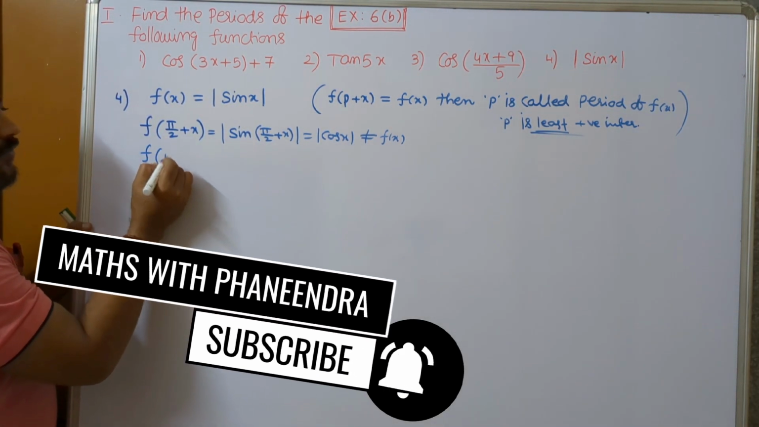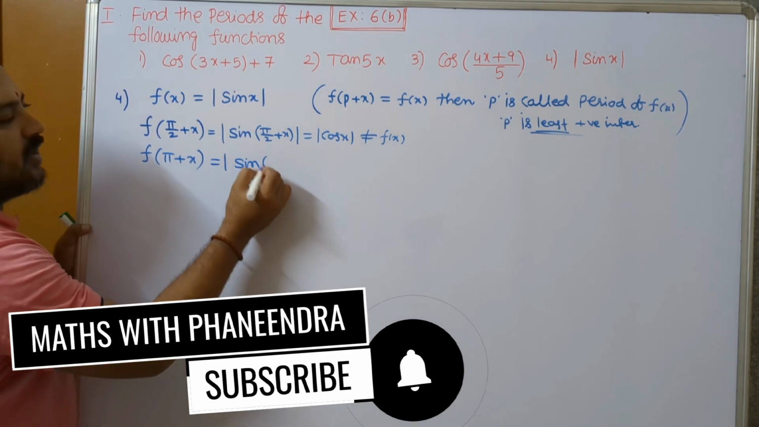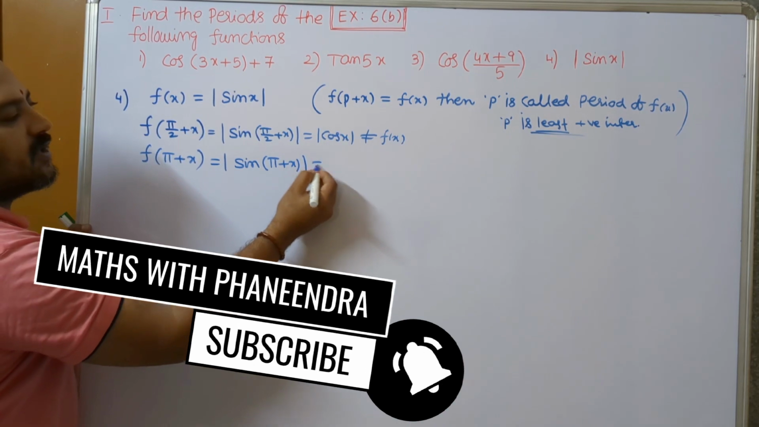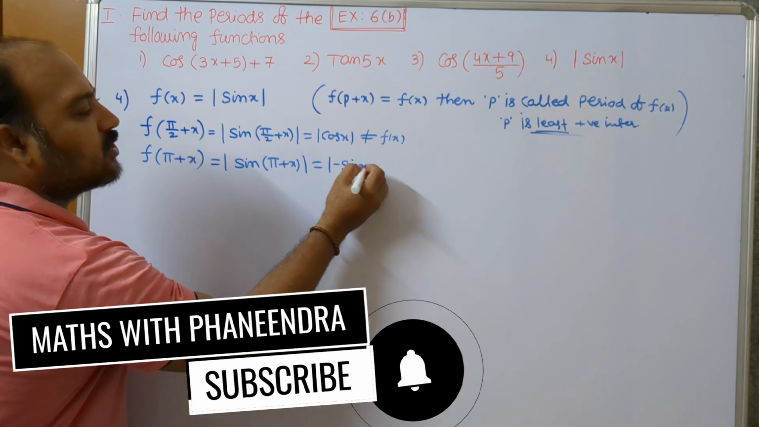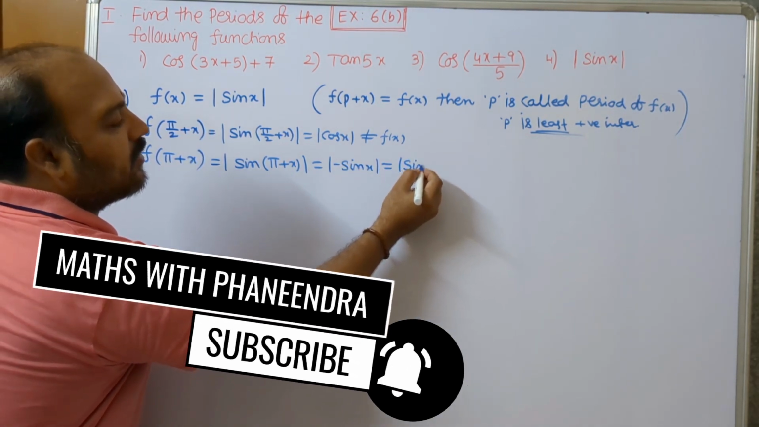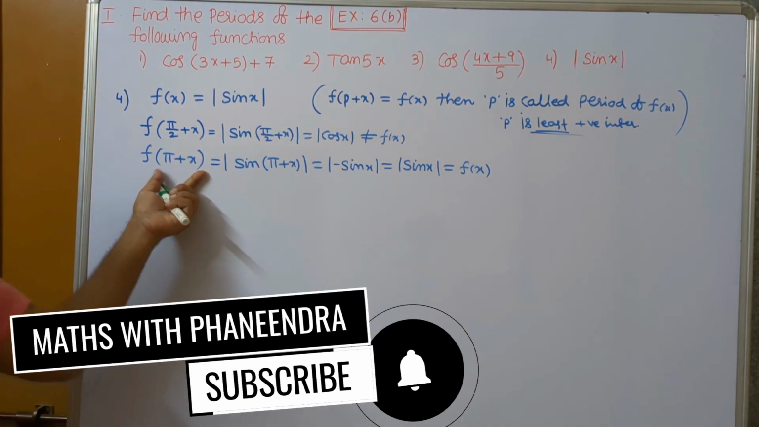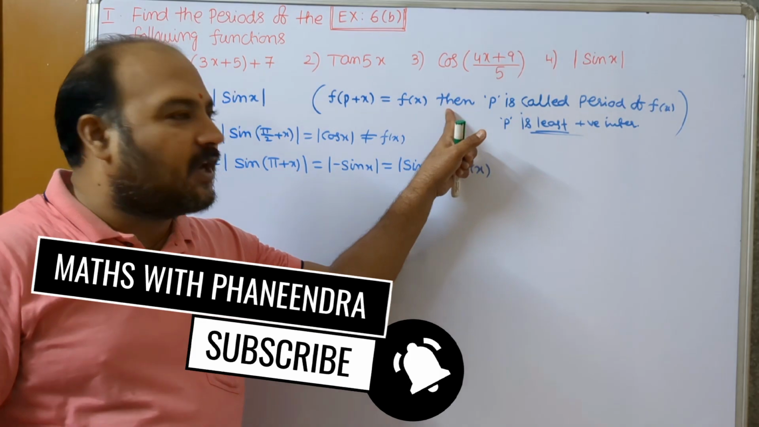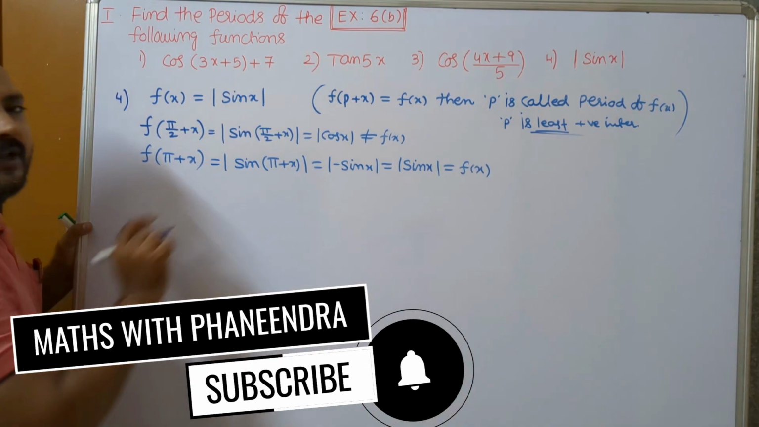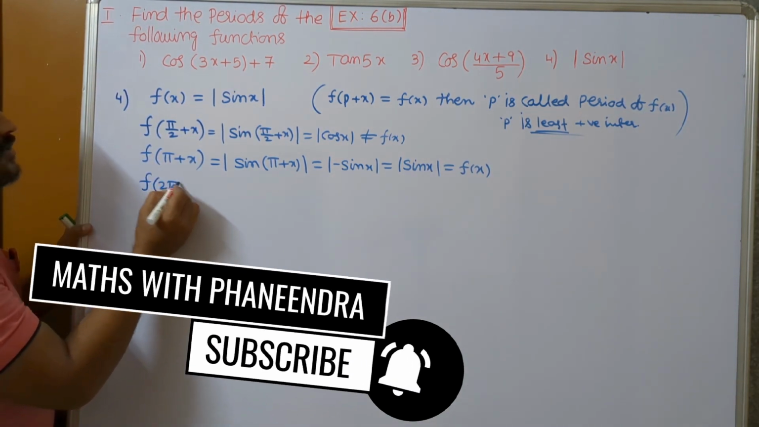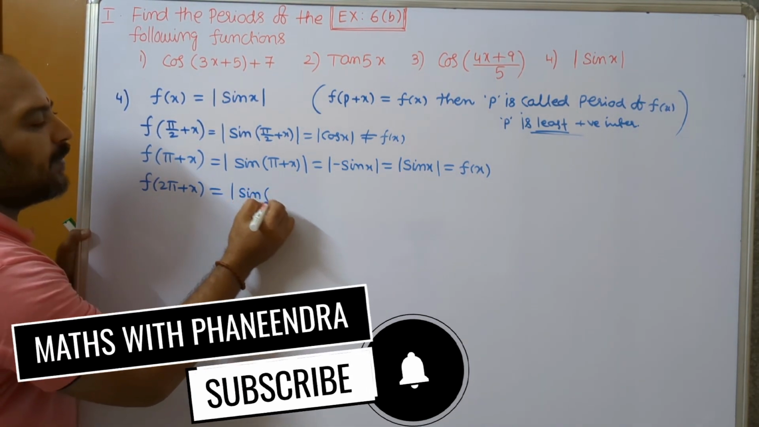Now we will check pi plus x. Sine of pi plus theta is minus sin theta. Within the modulus, it will become plus only, no? Mod sin x only, no? So it is equal to f of x. So whenever f of pi plus x is equal to f of x, by using this definition, pi is called the period of this function only, no? So why can't we write like this? Why can't we write 2 pi plus x? The question will arise. Mod sine 2 pi plus x.